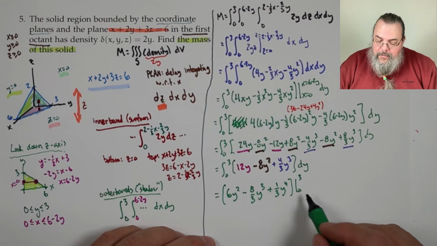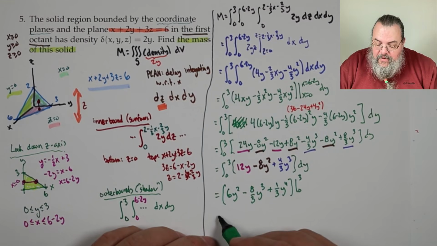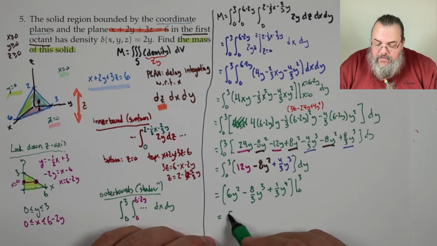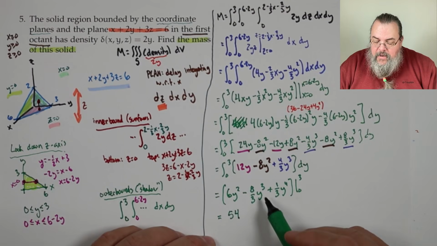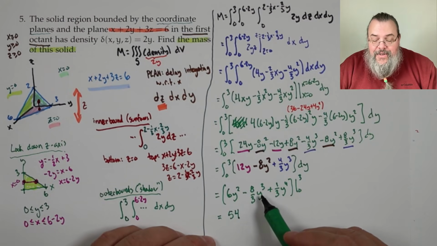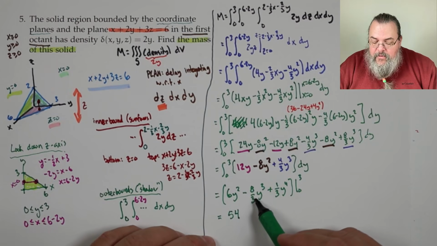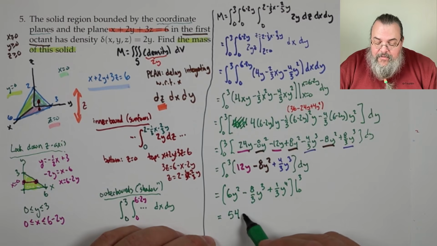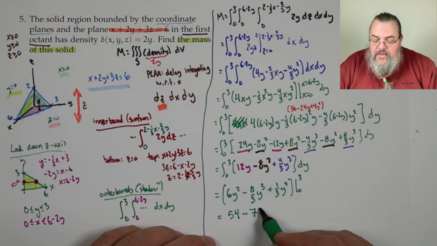Well, we plug in 0, you get 0. That's good news. So we plug in 3. 6 times 9. That's 54. Here, we have a 3 downstairs. There's a bunch of 3's upstairs. So we cancel off one of the 3's, so we still have 2 3's upstairs, making this 8 times 9, or 72.